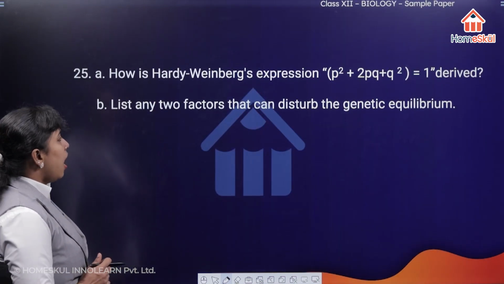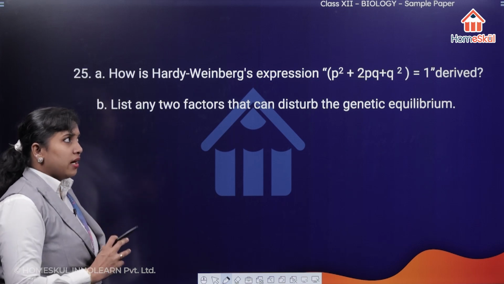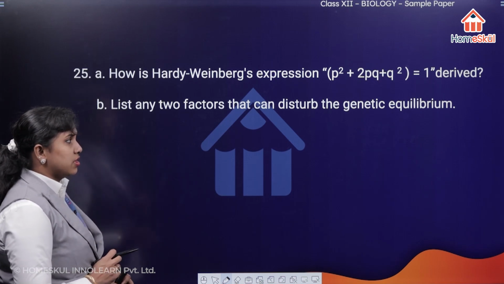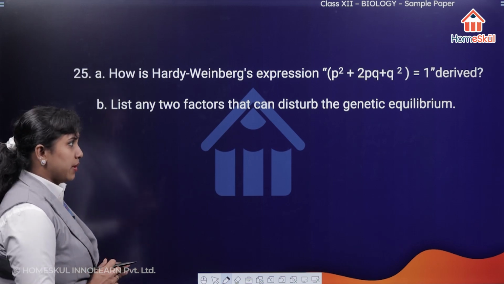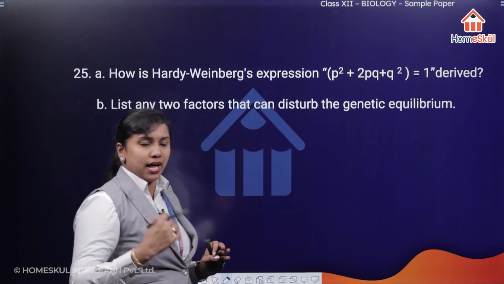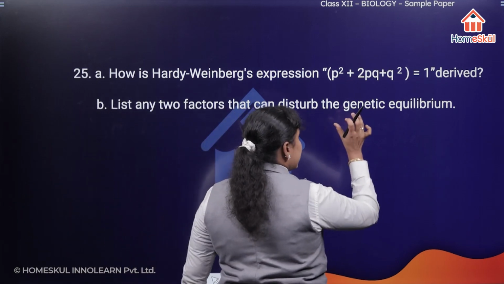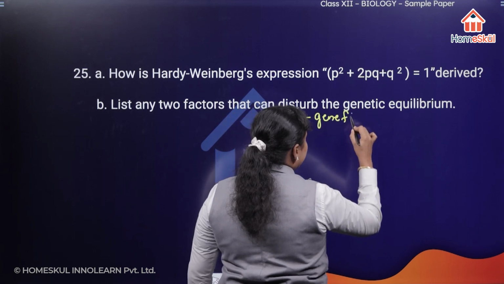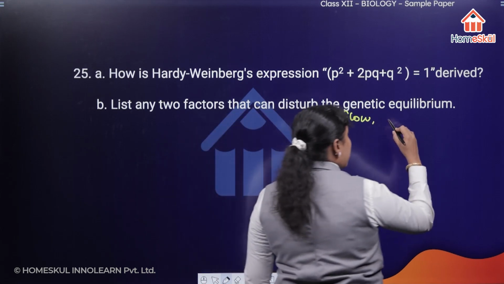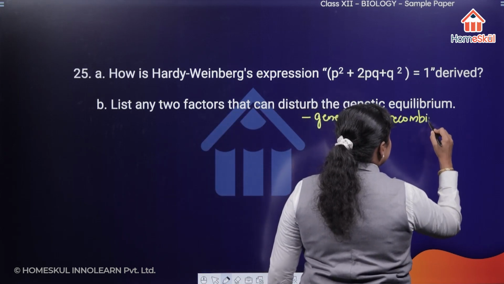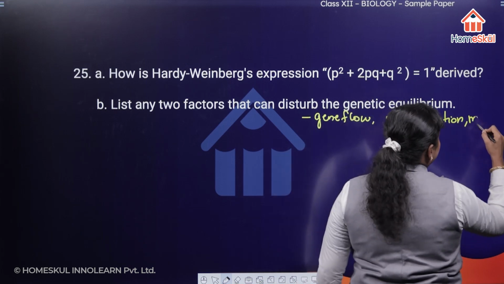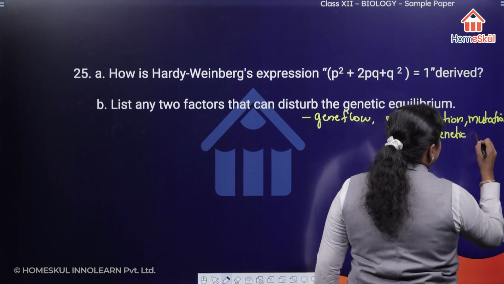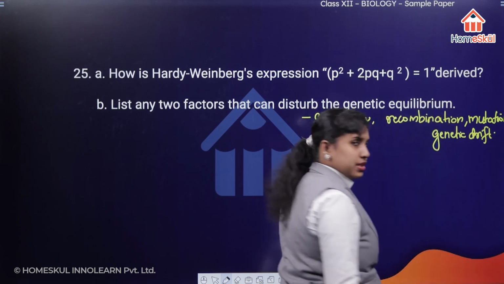Okay, next question. How is Hardy-Weinberg's expression p square plus 2pq plus q square equal to 1 derived, and list any two factors that can disturb the genetic equilibrium? Okay, so we can answer the second part first. Here we can say the genetic equilibrium is actually affected by certain factors like gene migration or gene flow, then recombination, mutation, then genetic drift, etc.